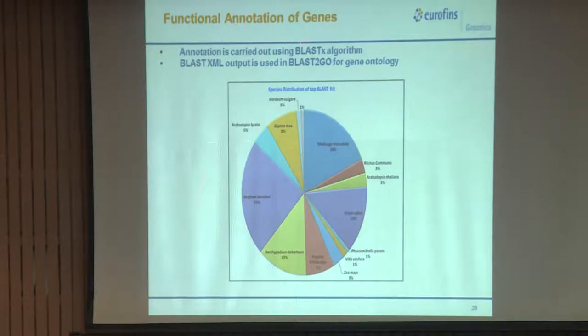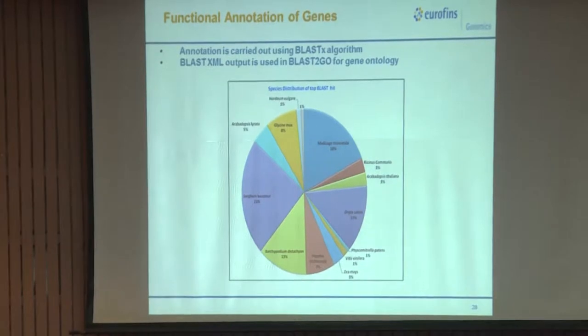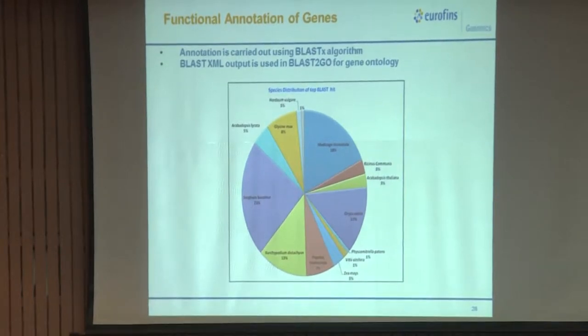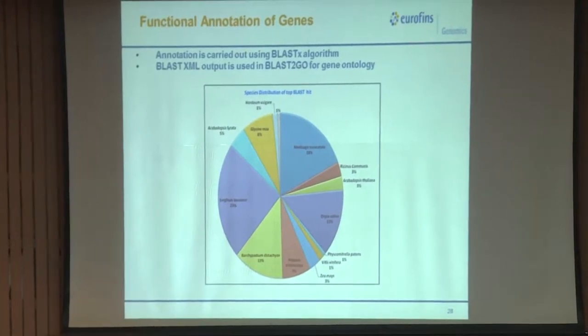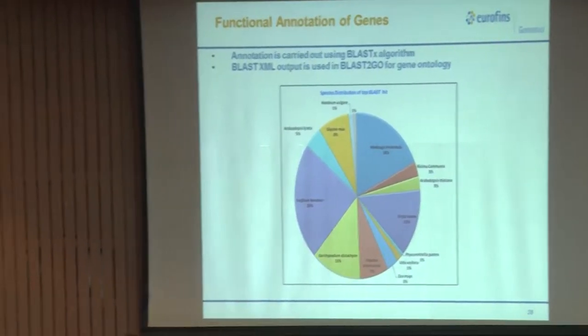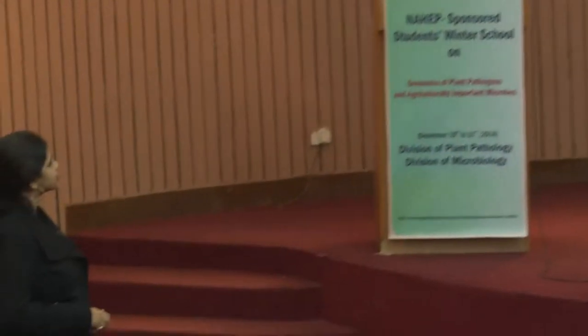So from here, the top species graph, we can identify what my BLAST hit is and which genome it is matching the most. My identified genes match this particular genome maximum. So these kinds of plots can be made, and we can identify whether the genome assembly is proper or not.